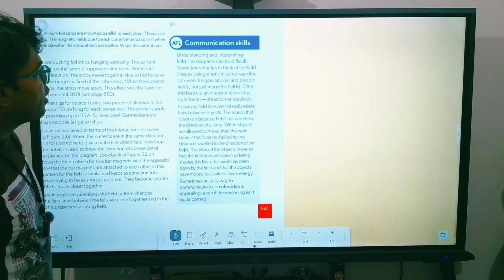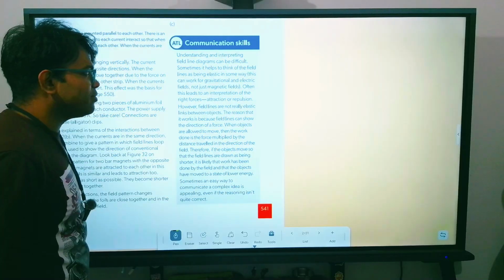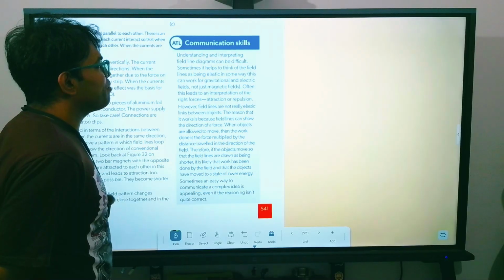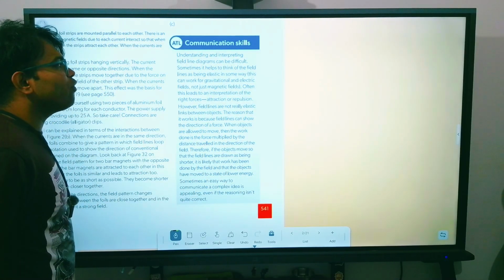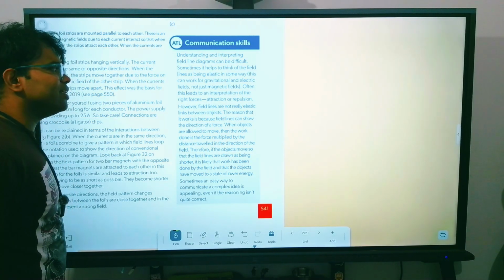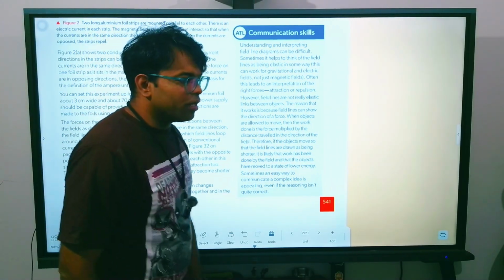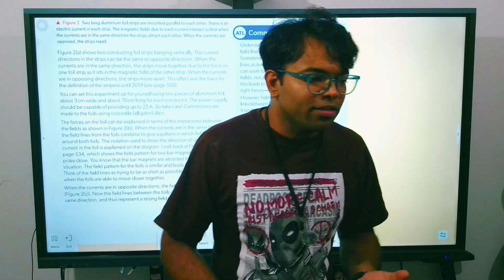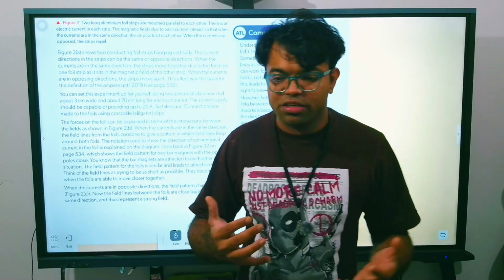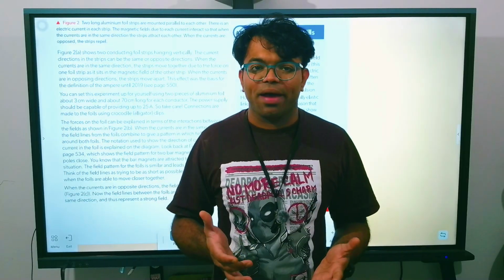Now, next question. Understanding and interpreting field line diagrams can be difficult. Sometimes it helps to think of the field lines as being elastic in some cases. This can work for gravity and electric field, not just magnetic field. Often this leads to an interpretation of the right forces, attraction and repulsion. So basically, don't think of magnetic fields, electric fields, and gravitational fields as rigid strings. Think of them as rubber bands.